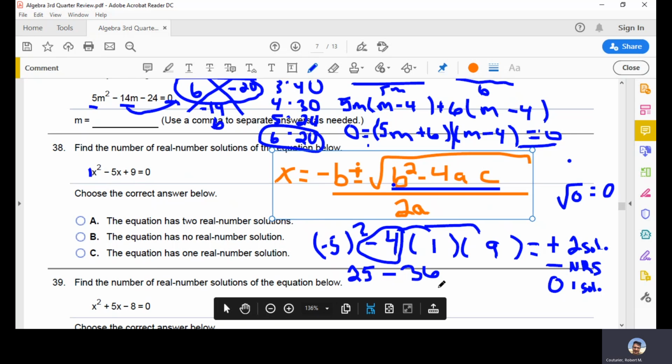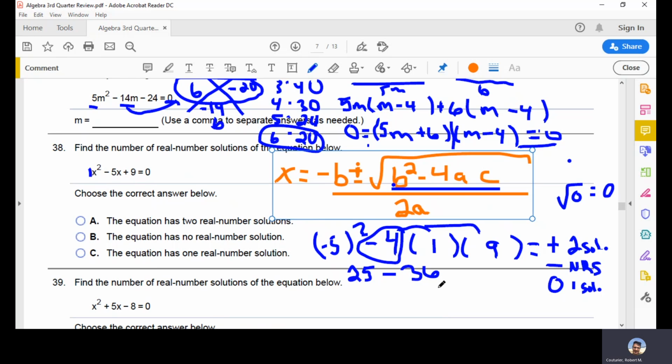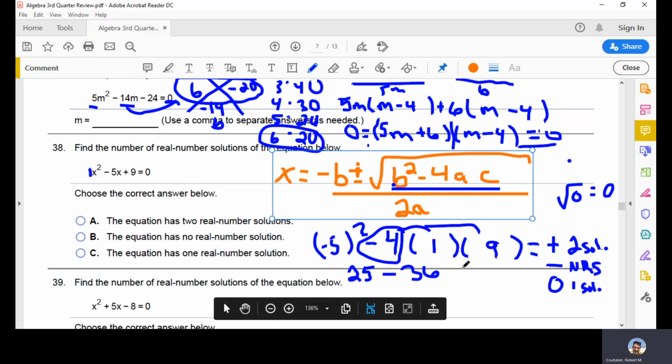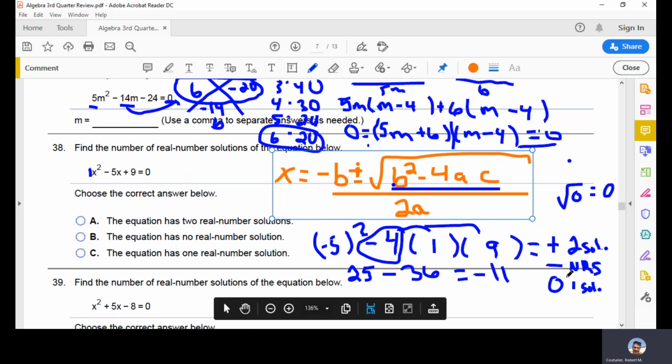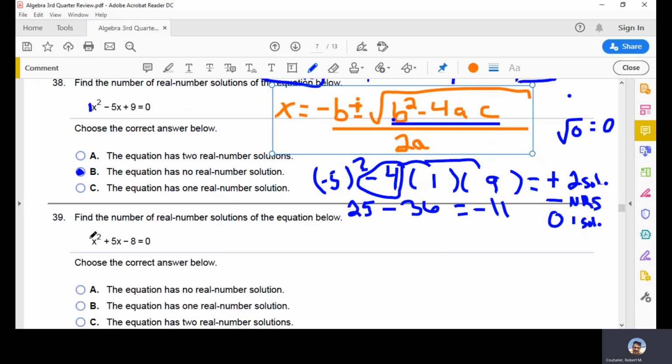So now we simplify this. So what do we end up getting? Does the answer in this case really matter? No, it's the sign of it. You have a positive 25 and you're taking away 36. Your result is going to be negative. We have a negative answer here. So you have -11. This equals -11. Because it is a negative solution, there are going to be no real solutions for this particular example.